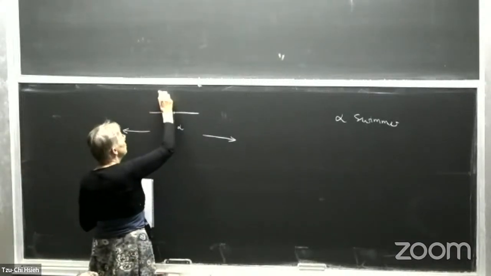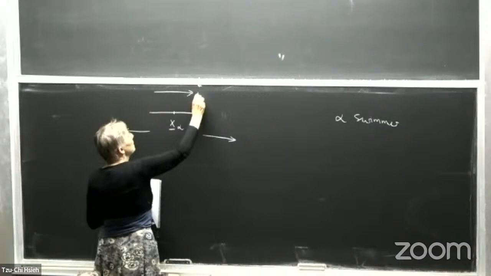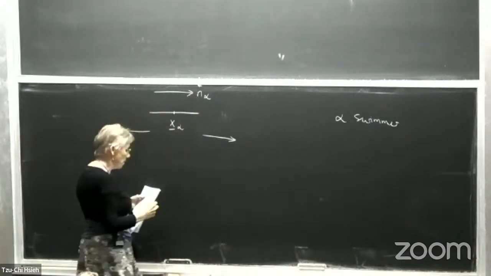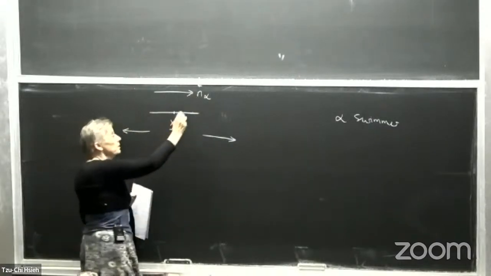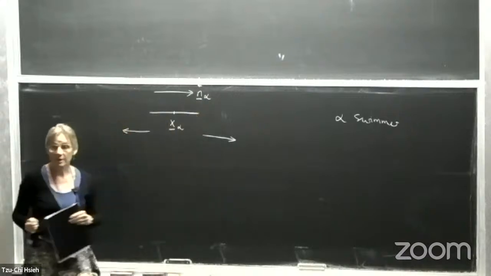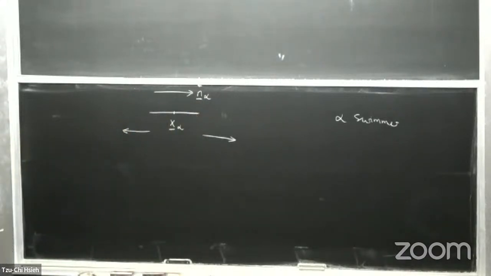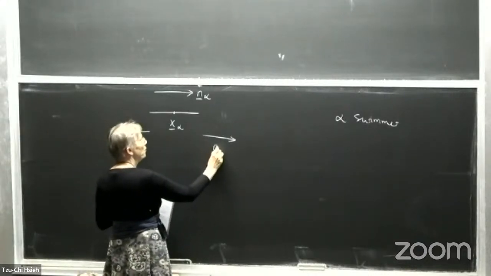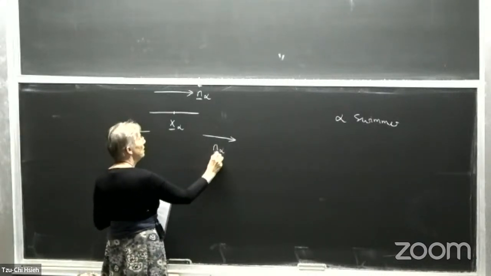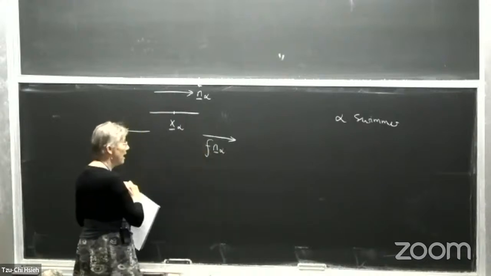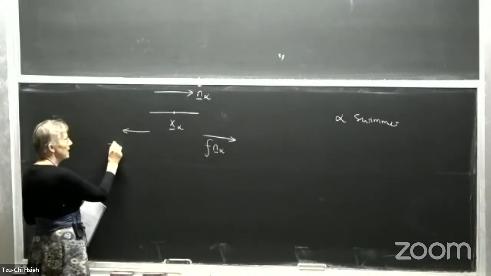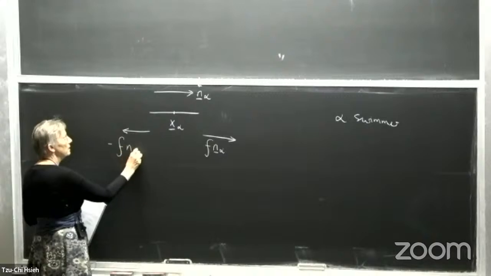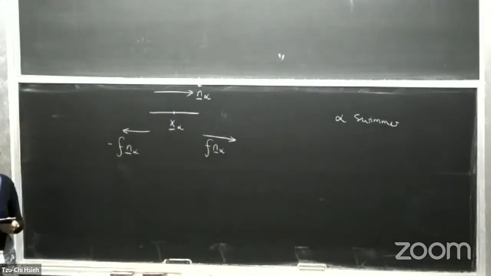N is a unit vector along the swimmer. It has an alpha label because it belongs to that swimmer. And a force in this direction, n alpha. Let's say it has strength F. And so this one has to have the same strength in direction minus n alpha.